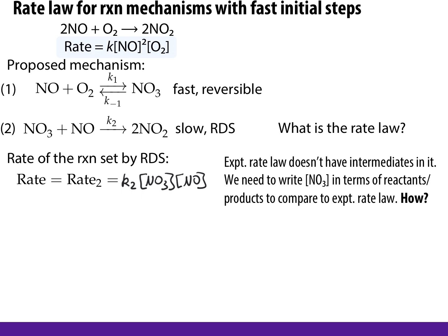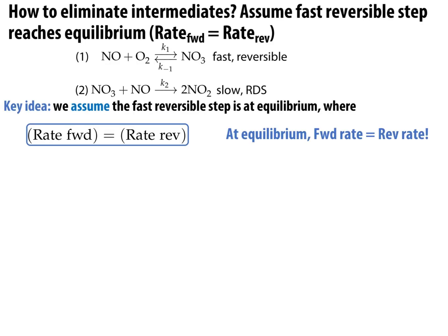In general, there's several ways involving different sorts of approximations we can make. In this class, our approach is we're going to assume that this fast step is much, much faster than this second slow step. And so we can assume that it reaches equilibrium very quickly and that step 1 is always at equilibrium throughout this entire reaction.